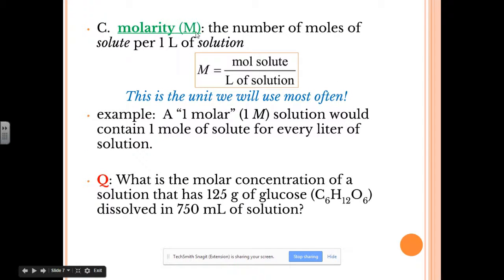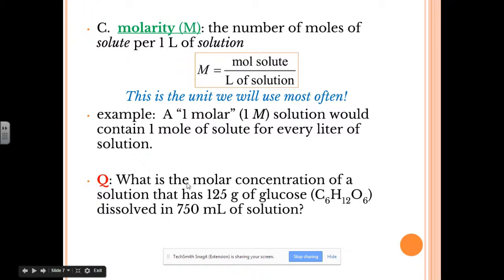Molarity, big M. In lab, you have seen beakers and glass bottles that say something like 0.5 M HCl. This stands for molarity, which is a concentration. So the number of moles of solute per 1 liter of solution. This is the one we're going to use most often. We'll see it in lab a ton. Example, a 1 molar solution would contain 1 mole of solute, whatever that is, for every liter of solution.